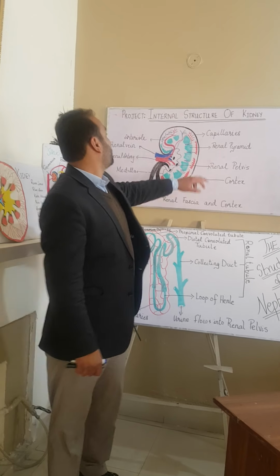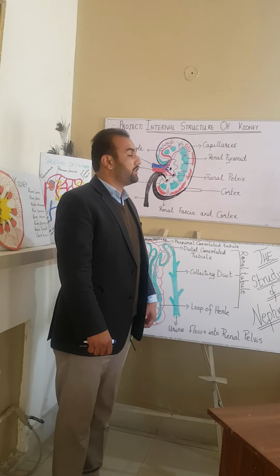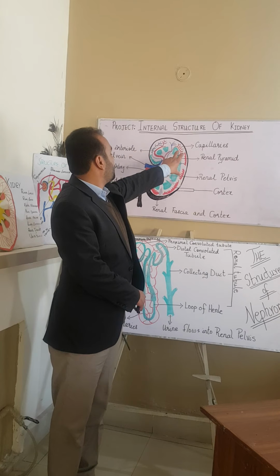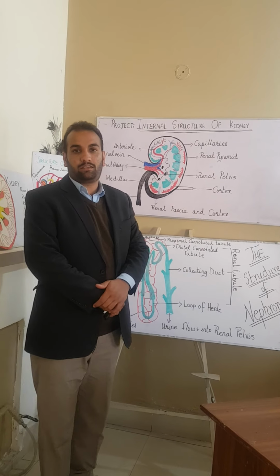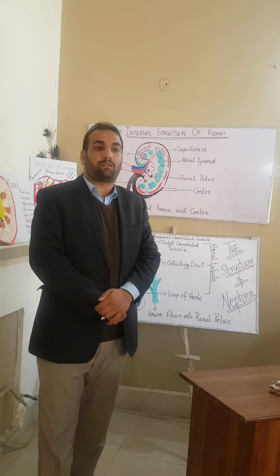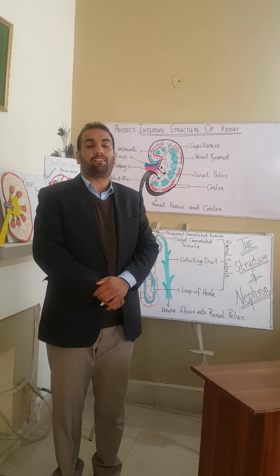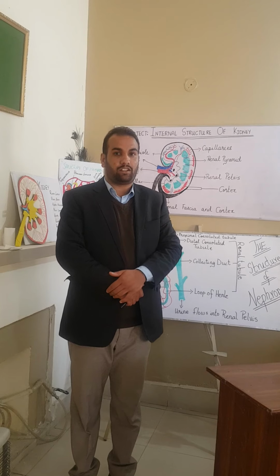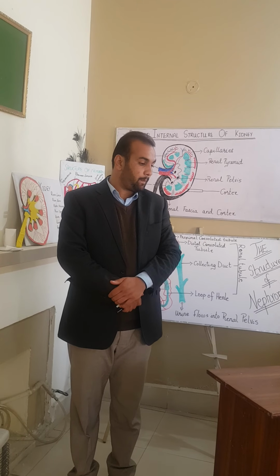Today the topic is internal structure of kidney. Kidney is bean-shaped and dark brown in color. Here is the location of kidney. Kidneys are present in the abdominal cavity, on the wall of the abdominal cavity below the diaphragm.